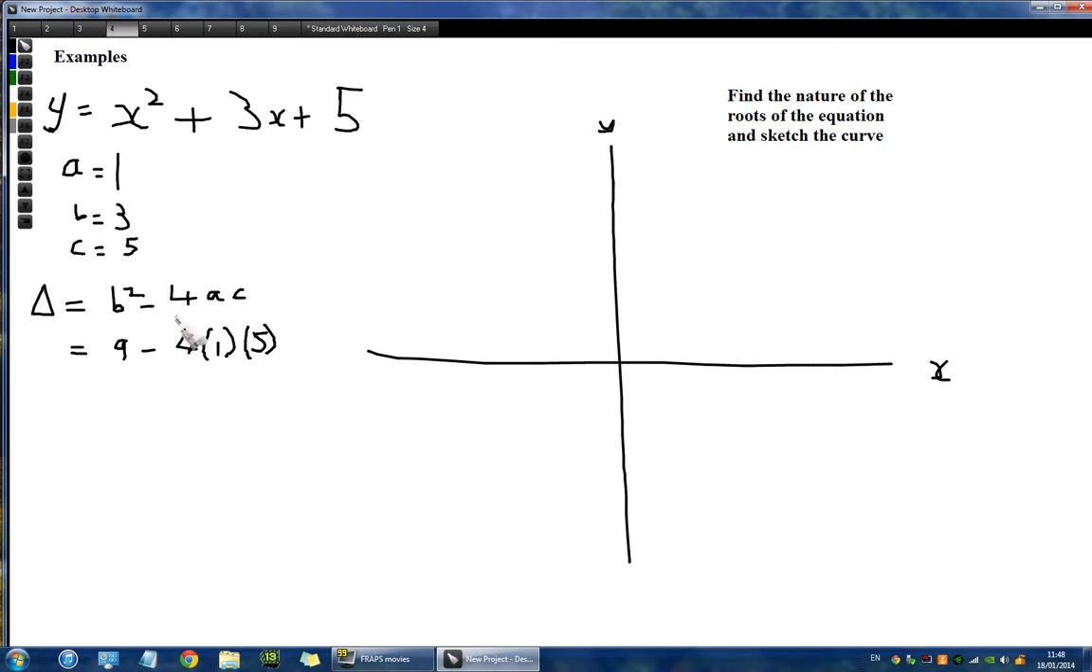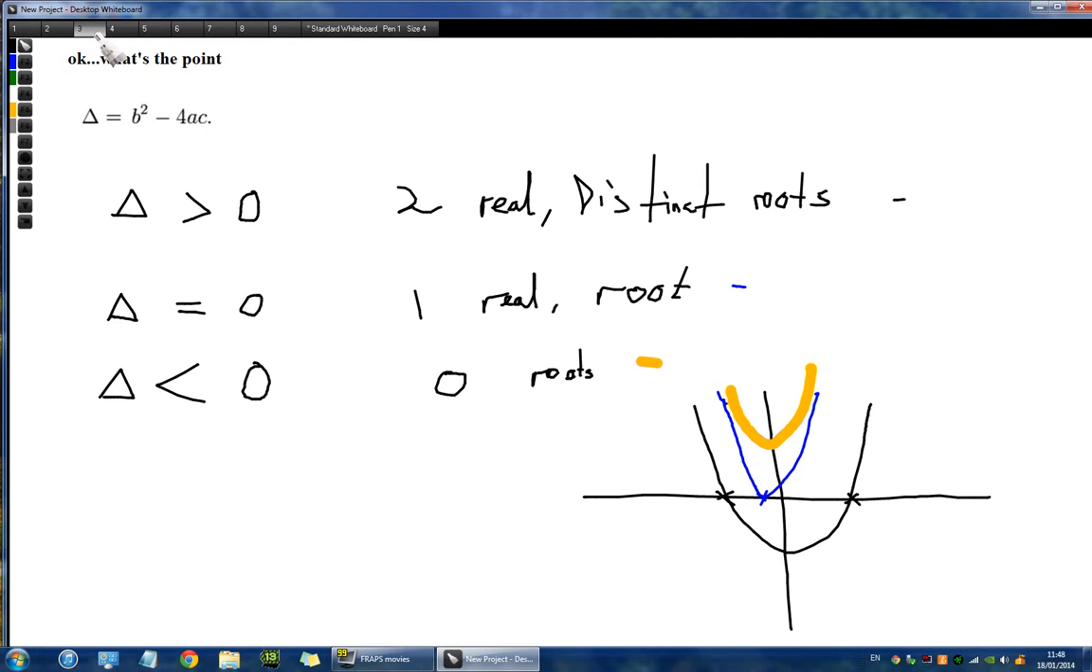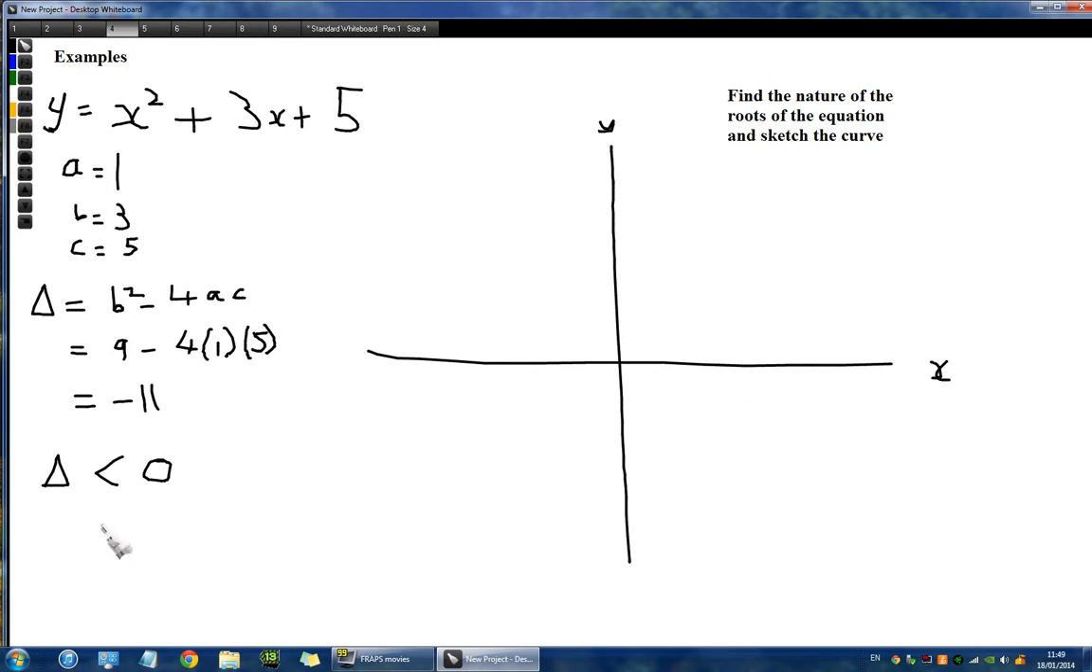You do b squared, then you do 4 times a times c, and you take this bit away from this bit. 4 times 5 is 20. 20 times 1 is 20. 9 minus 20 is minus 11. So we then say the discriminant is less than 0. Minus 11 is obviously less than 0. We go back. If our discriminant is less than 0, we have no roots.